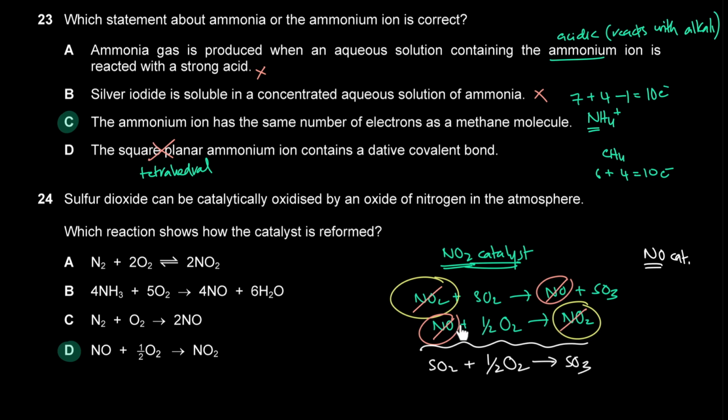Okay, this reaction happens first, where NO reacts with half O2 to form NO2, and then the NO2 reacts with SO2 to form nitrogen monoxide and SO3. So you have the same overall process, but the reactions happen in reverse. So you have the exact two reactions but happening in reverse, so you have the same overall equation.